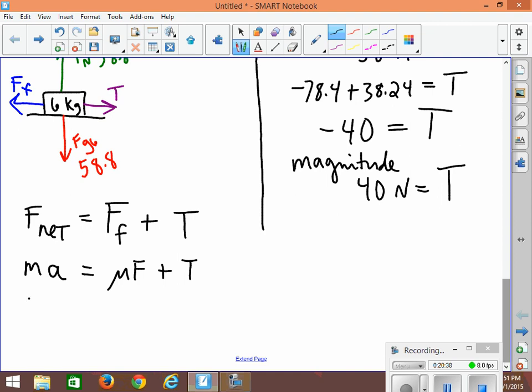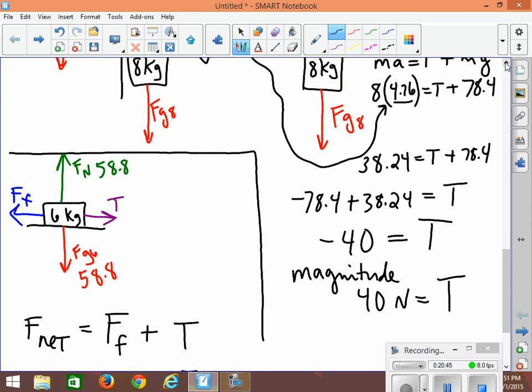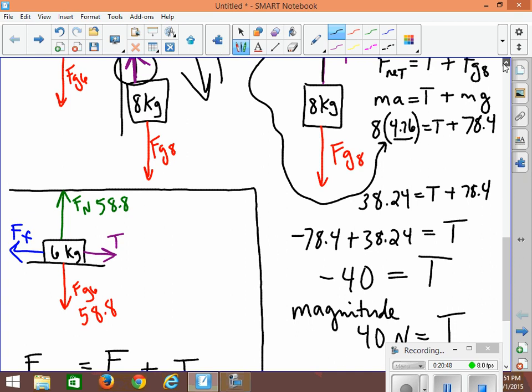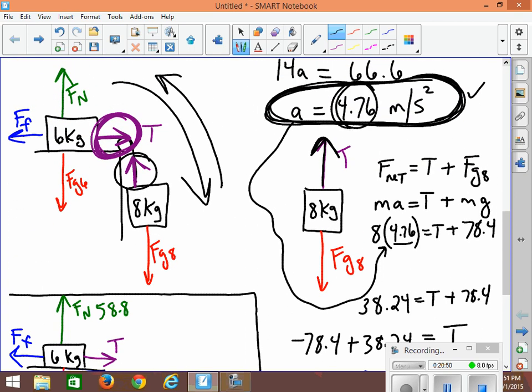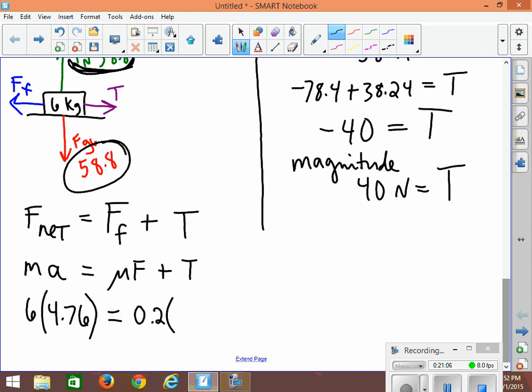The mass of this block is 6. And again, we know the A because it's the same A from before. The entire system A, which we figured out way up here, 4.76 again. So we bring the 4.76 acceleration down here. If that's the whole system, every piece of the system has to have that same acceleration. Our frictional coefficient was 0.2, and our normal force came from our Fnet y, which we already calculated, 58.8, so we don't need to worry about that. And then we have our T.